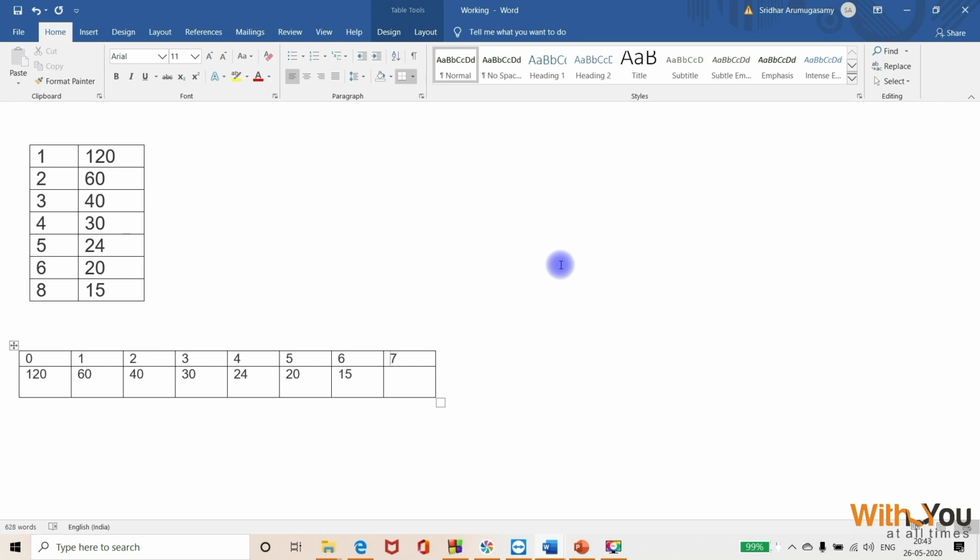So 1, first partner is 120. I'll store him here. 2, 60. I'll store him here. 3, store him here. So 1 has been printed, 120 has been stored. 2 has been printed, 60 has been stored. 3 has been printed, 40 has been stored. 4 has been printed, 30 has been stored, and so on.